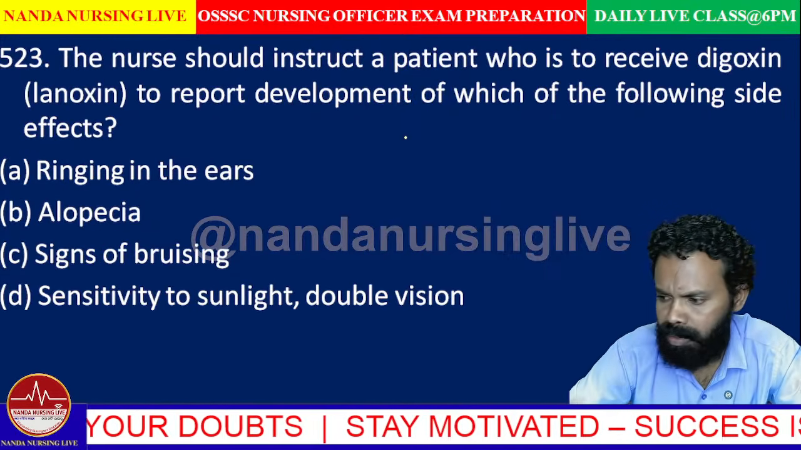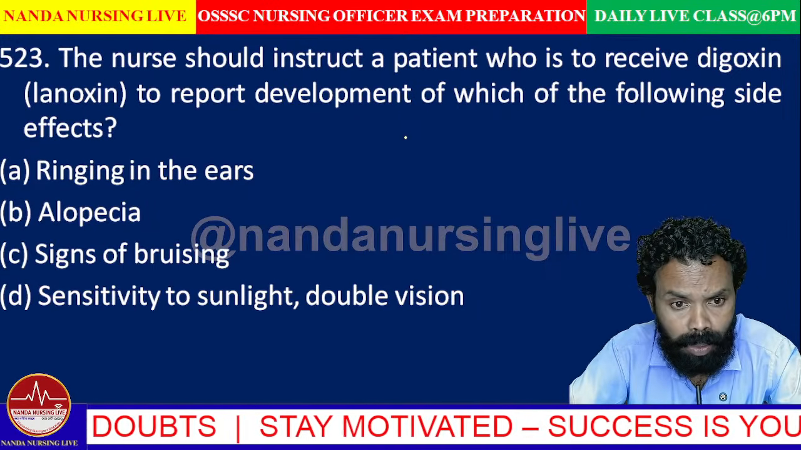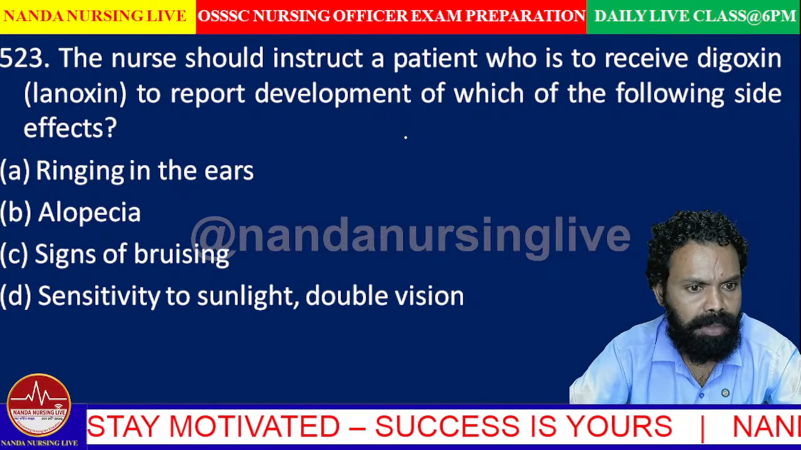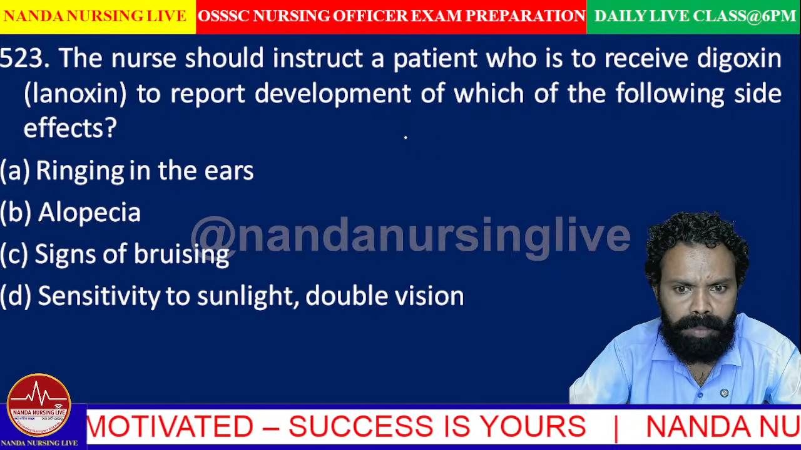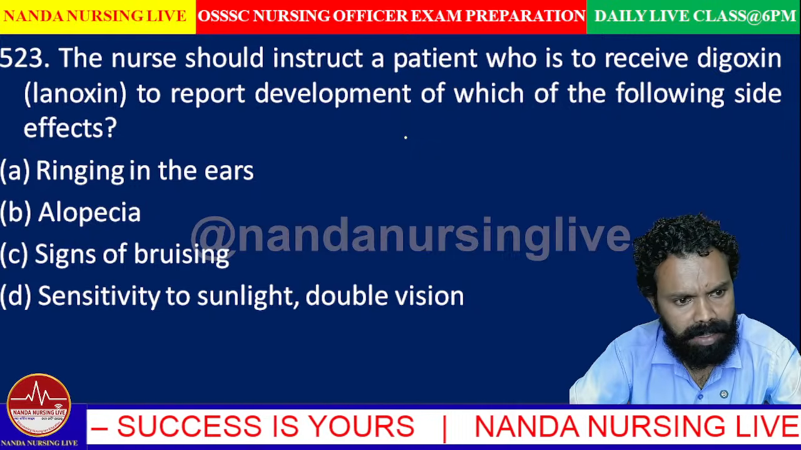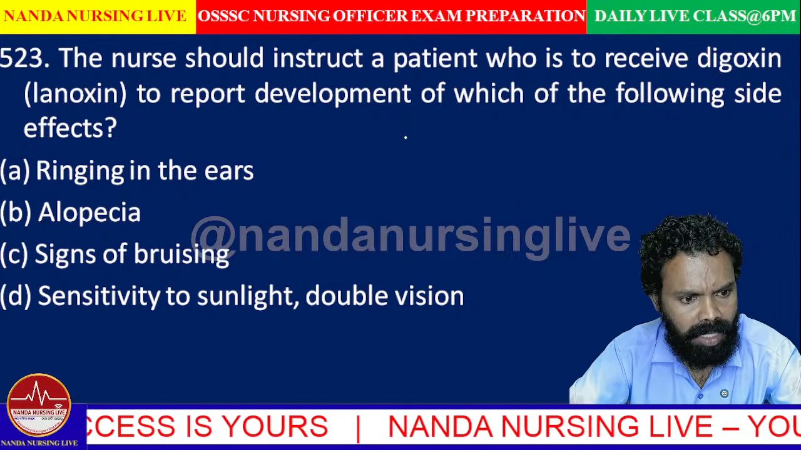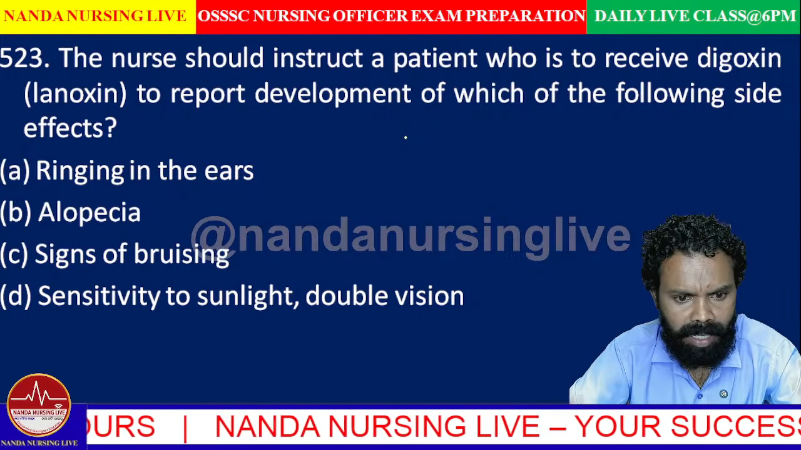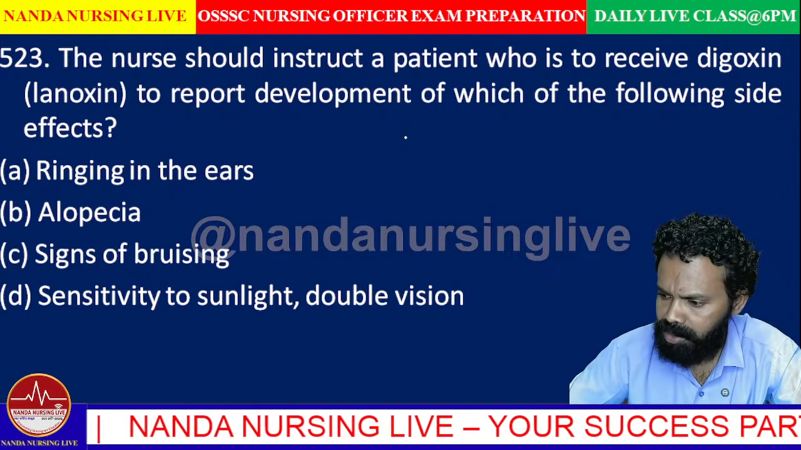Next question, question number 523. The nurse should instruct a patient who is to receive digoxin or Lanoxin to report development of which of the following side effects? Option A, ringing in the ears. Option B, alopecia. Option C, sign of breathing. Option D, sensitivity to sunlight, double vision. So which option is the correct answer?